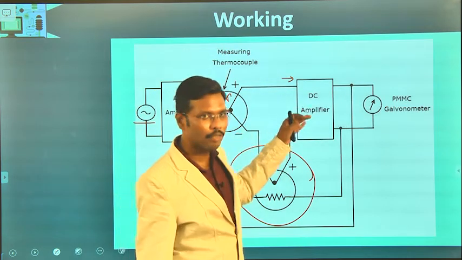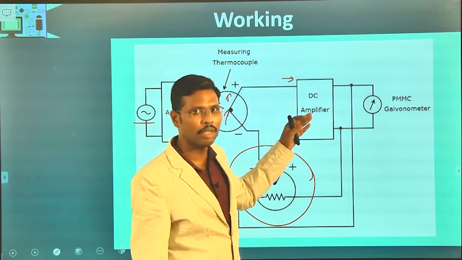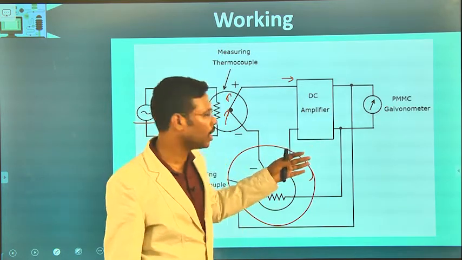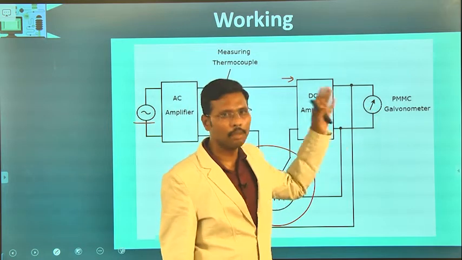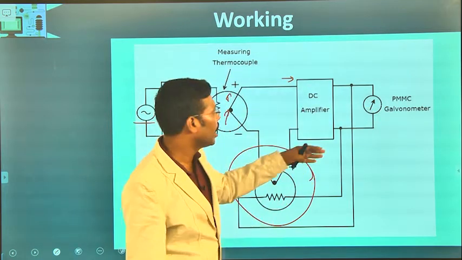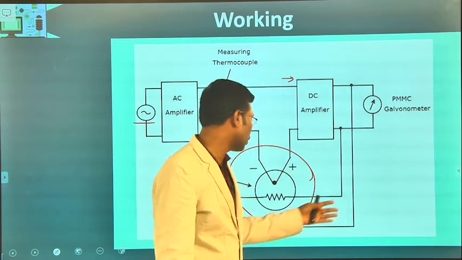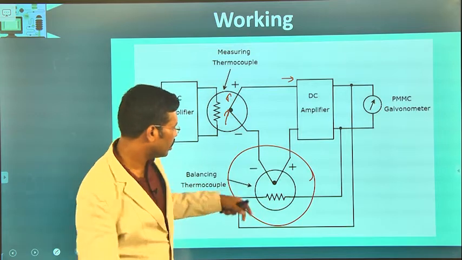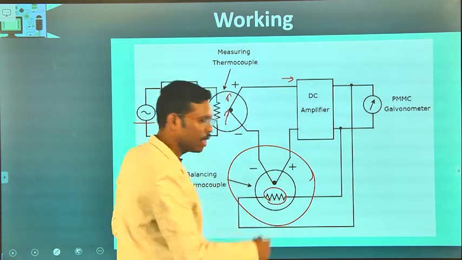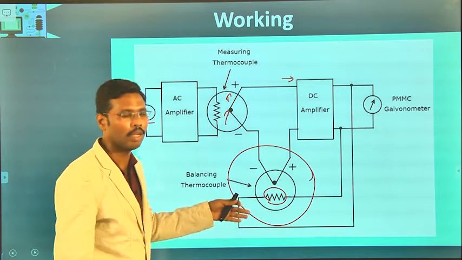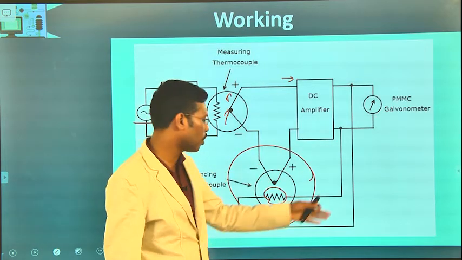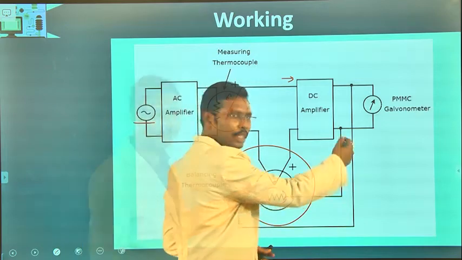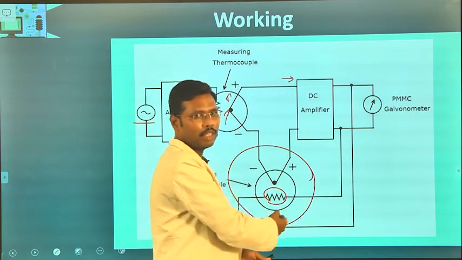So, this amplifier will amplify the signal further, so that it can be measured accurately and displayed in the PMMC galvanometer properly. That signal is given to the PMMC galvanometer as an output, and the same amplified signal is given back to the balancing thermocouple. In this balancing thermocouple also we have a heating coil, and the error signal is given to this heating coil, and the coil will generate some heat which is in correlation with the signal given to it.